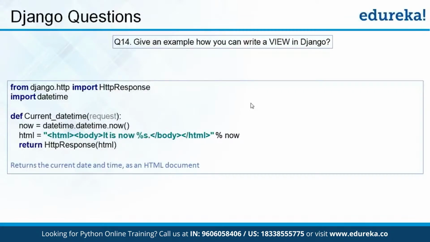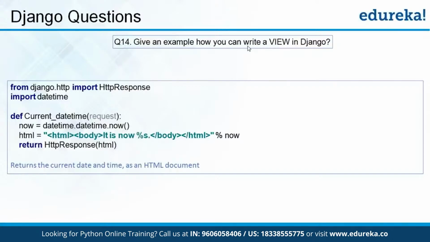Now you might be thinking, what if I have template files available? In that case, you first use the loader to load the template by doing a get_template, and then you serve the response by rendering the template. So you get the template, render the template, and serve your response. That is how to write a view in Django.